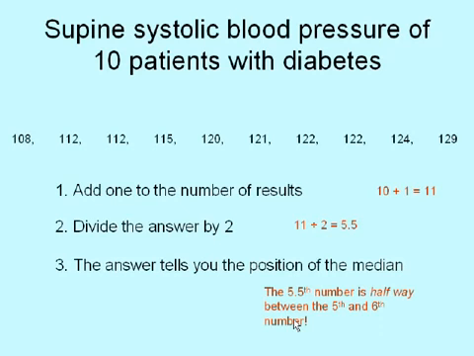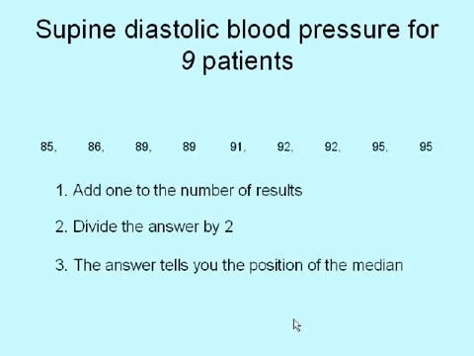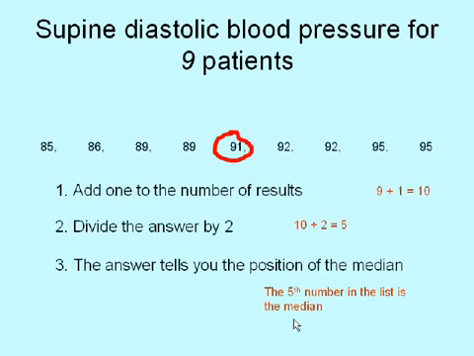When you've got hundreds of results, you tend to use that method rather than trying to count through them and find the middle. Now, in the case with 9 patients, the same rule still works. Add 1 to the number of results, 9 plus 1 is 10. Divide the answer by 2, 10 divided by 2 is 5. Well, the 5th number is the median, and there we go. So that's easy to spot when it's a small number of results, but it's quite hard when you've got hundreds. So that's the median of an odd number of results.